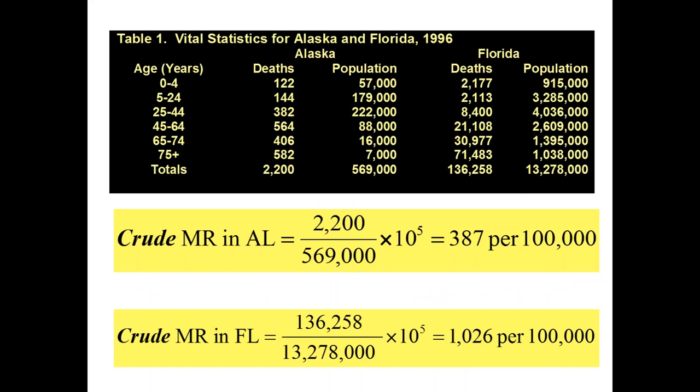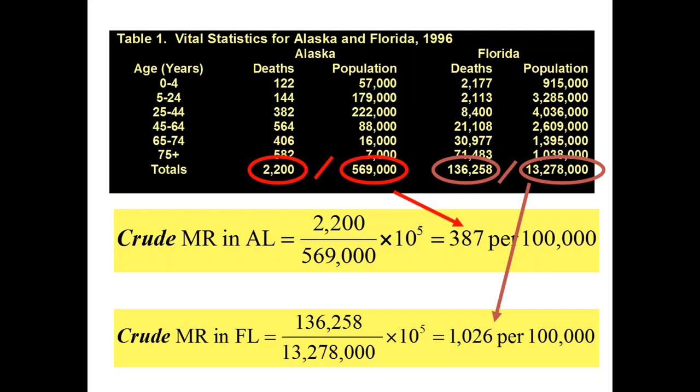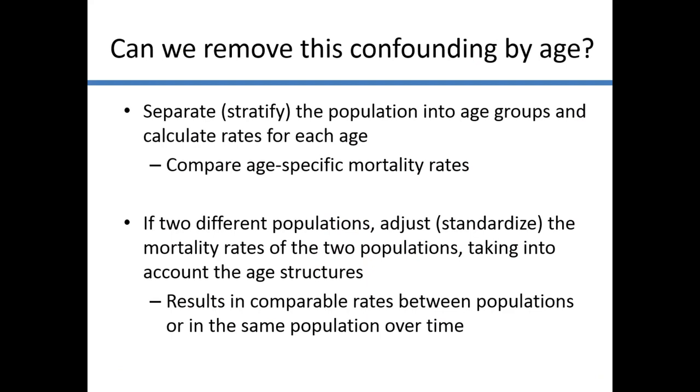So we do a little adjustment. This is the kind of thing where I think some of you will have your eyes glaze over: numbers, lots of numbers. But the point here, and you can go over this later, is that we're just looking at crude. We're not looking at age-specific rates. We're just looking at the totals. That's how we get the crude. And that's misleading. Can we remove this confounding by age? And we'll talk about confounding later.